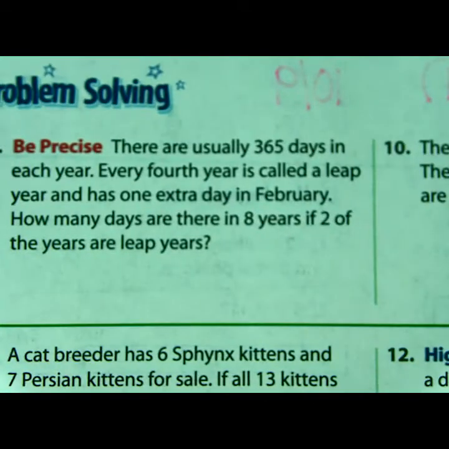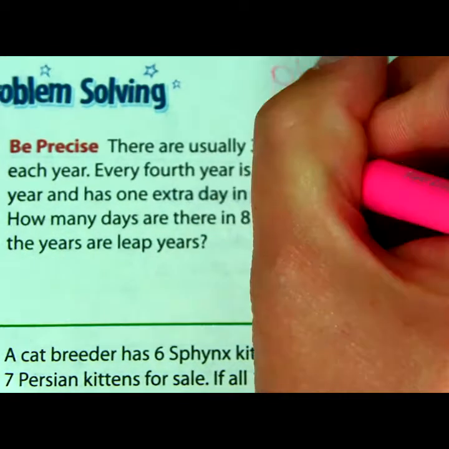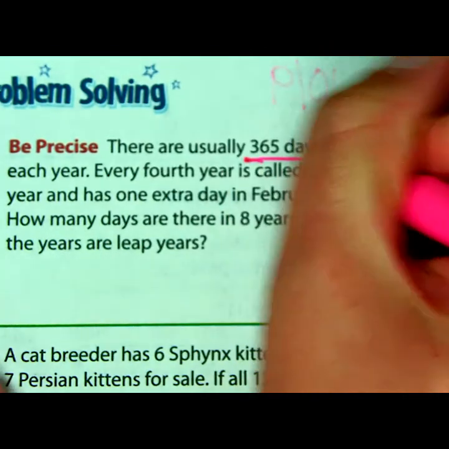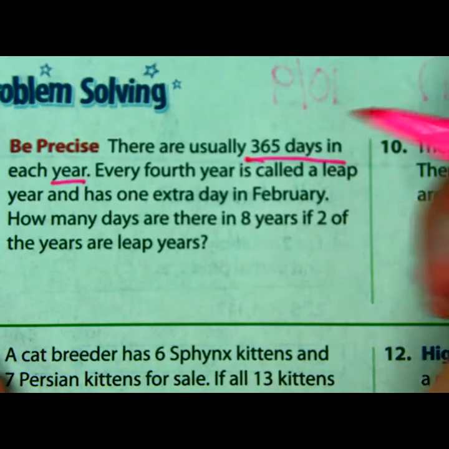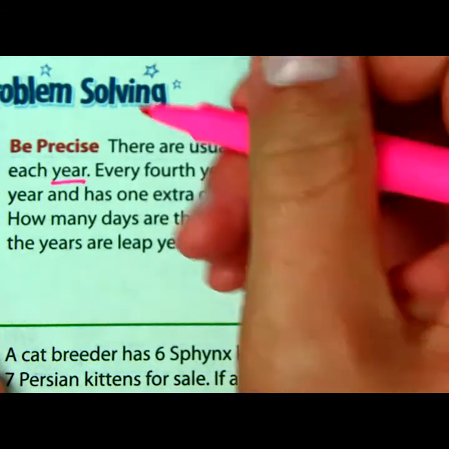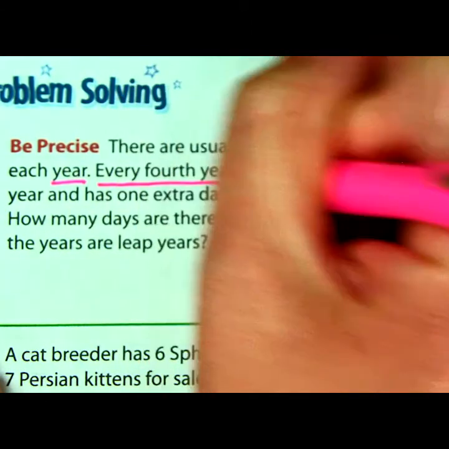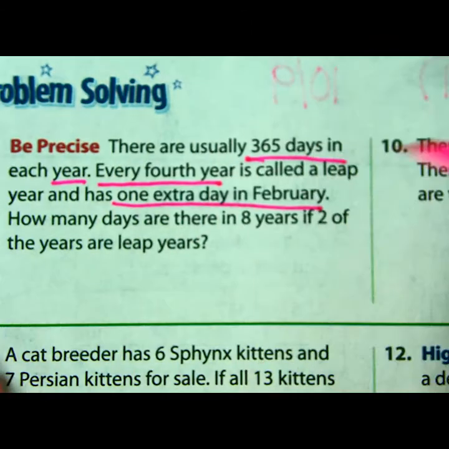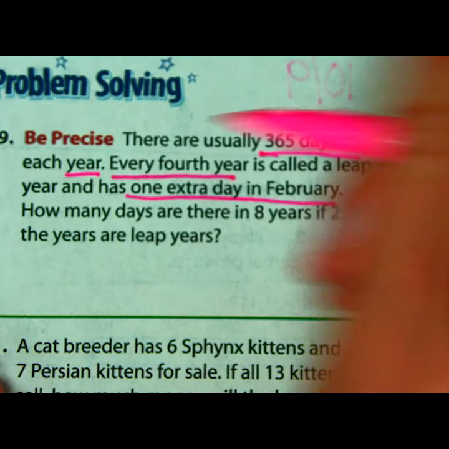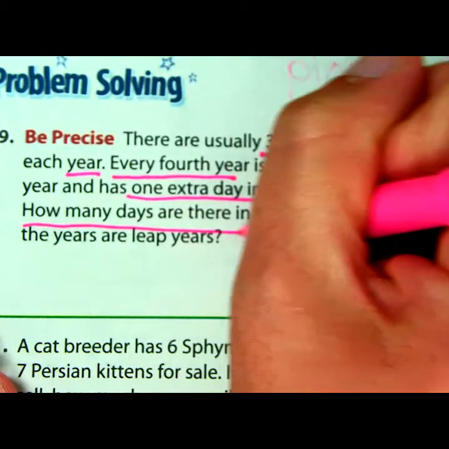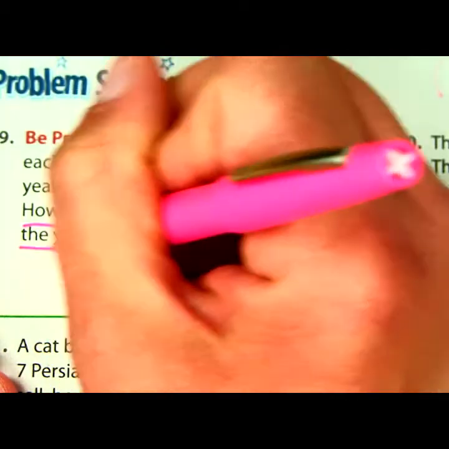There are usually 365 days in each year. Okay, I knew that. That is something that I know. Every 4th year is called a leap year and has 1 extra day in February. So every 4 years, you have 1 extra day in February. How many days are there in 8 years if 2 of the years are leap years?